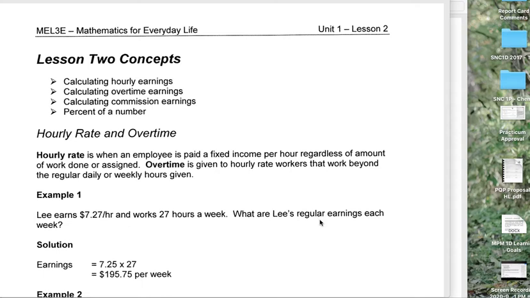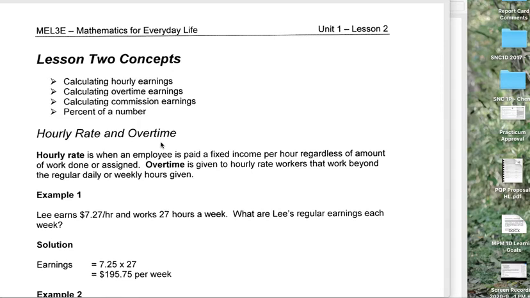Lesson 2, just kind of reviewing the concepts that we've done before. So in this lesson, you're going to be calculating hourly earnings, calculating overtime earnings, and calculating commission earnings and percent of a number. So hourly rates and overtime.